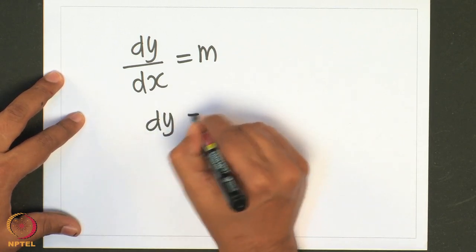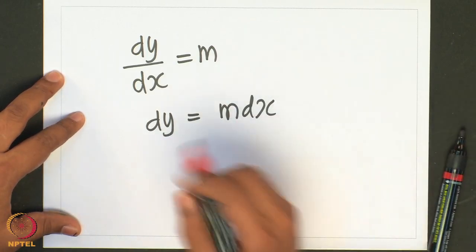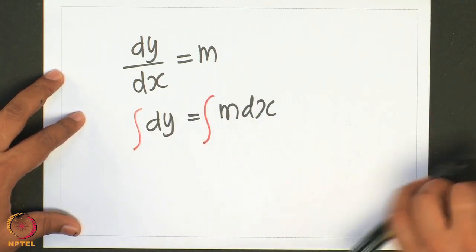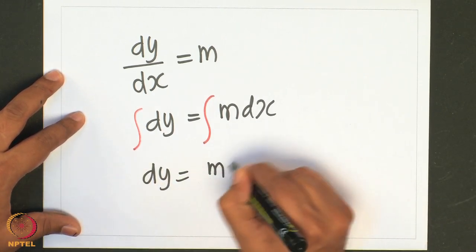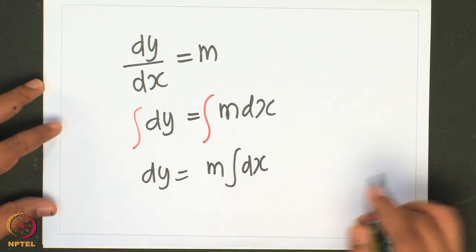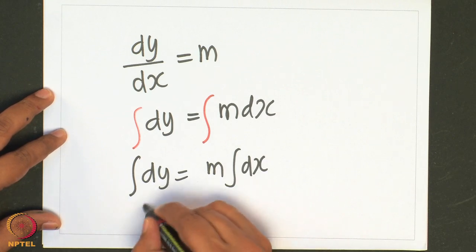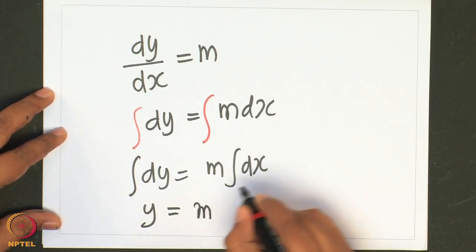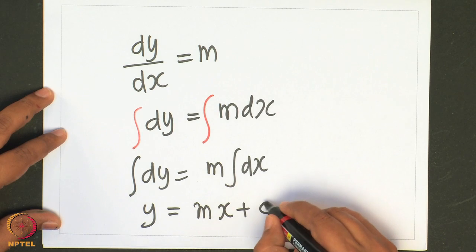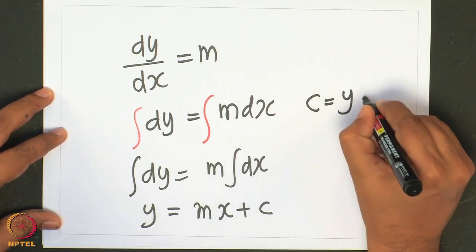we can write dy is equal to m dx. I take this and integrate on both sides. If m is a constant, I can take it outside. That means I can write the integral of dy is equal to m times the integral of dx. The integral of dy is y and the integral of dx is x, and I have to have an extra constant, and this constant will turn out to be y at x equal to 0.